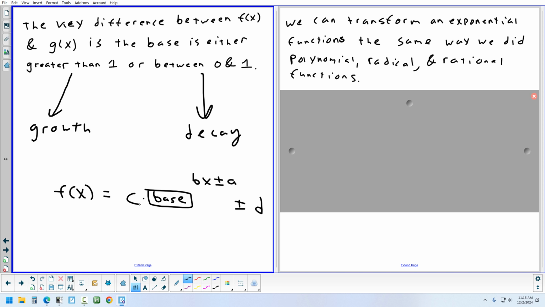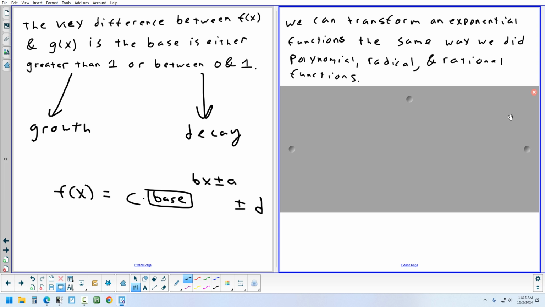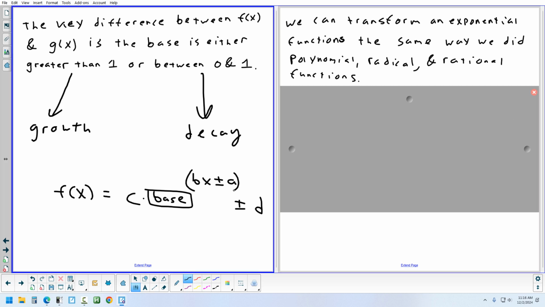When you are asked to list or describe transformations, you've got to make sure you put them in the right order. And that's what this next question is going to ask. That's why I've labeled them A, B, C, D. That's the order. So the A and the B are inside the exponent. Does anybody remember which direction the inside stuff affects? Horizontal, yes. The A and the B affect horizontal. The C and the D are outside the exponent, so the C and the D are going to affect vertical.